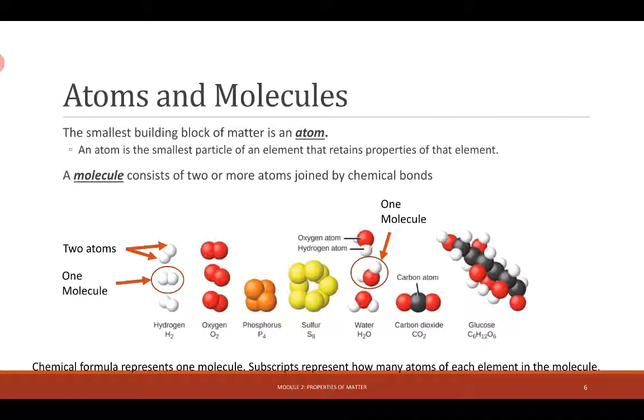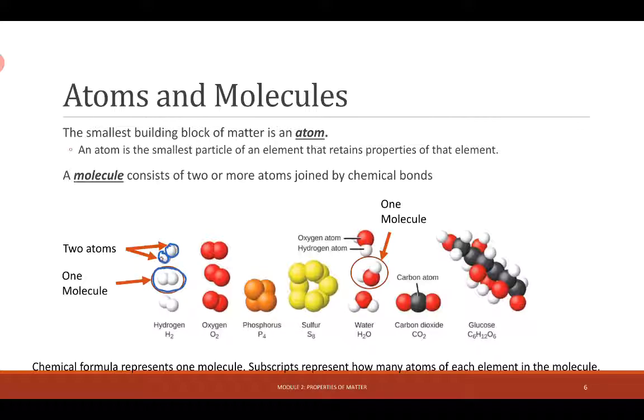We also said that all molecules are made out of atoms. An atom is the smallest particle that builds matter. It's really the smallest particle of an element that retains the properties of that element. Atoms can combine to form molecules, and molecules consist of two or more atoms joined by chemical bonds. If we look here, each circle represents an atom. This molecule is made out of two different atoms. But since they're joined together, like fused balls here, they are one molecule.